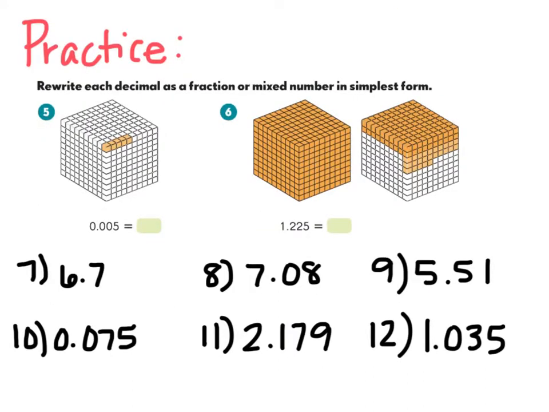In problems 5 and 6, you're given cubes and asked to rewrite each decimal as a fraction or mixed number in its simplest form. In problems 7 through 12, rewrite each decimal as a fraction or a mixed number, and also make sure you put these in simplest form.